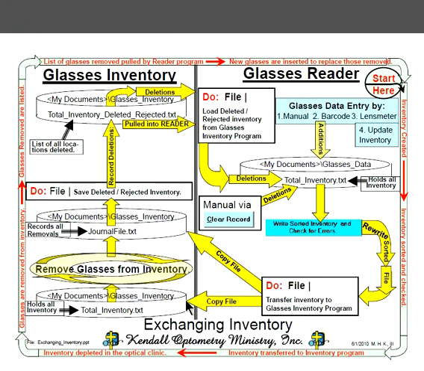You can see other files it works on. All journal file entries record things that have been removed from inventory. The actual physical inventory is kept in the total inventory file. So this is simply a record of everything that's been changed. Glasses inventory only writes to this file. It doesn't write to the inventory file. And then that inventory file is copied over after it's been modified by Glasses reader.